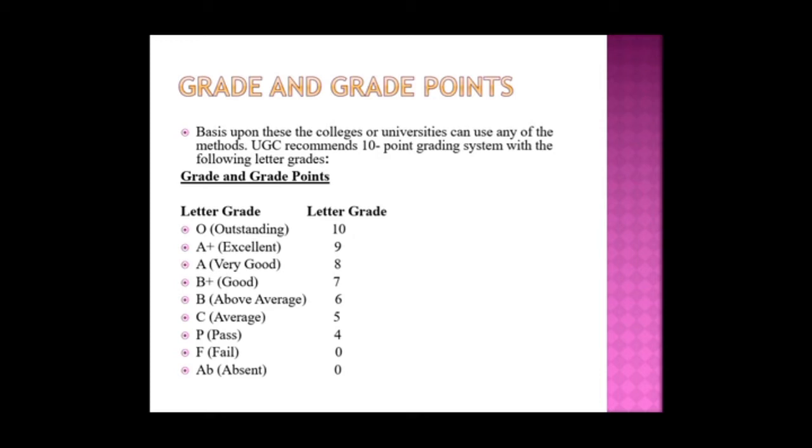And accordingly, their grade points also. It is a 10-point grade, and O, outstanding, means the full 10 grade points. A plus is 9, A is 8, B plus is 7, B is 6, C is 5, P is 4, just pass. Right, and F is 0, and AB is also 0. This is how to mention the grade system.